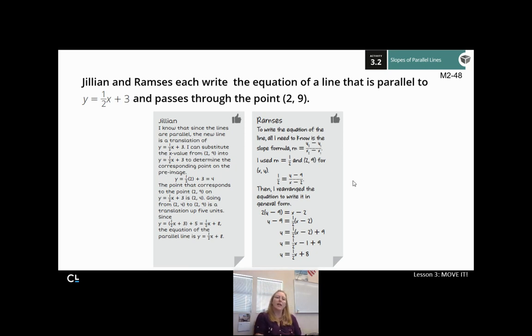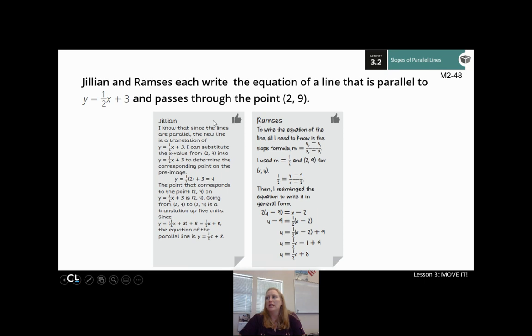So Jillian and Ramses each write the equation of a line that is parallel to y equals 1/2 x plus 3 and passes through the point (2, 9). I want a line that's parallel to this one and goes through this point. So here's Jillian's method and here's Ramsey's method. Both of these methods will get the job done, and I'm going to explain both of them real quick.